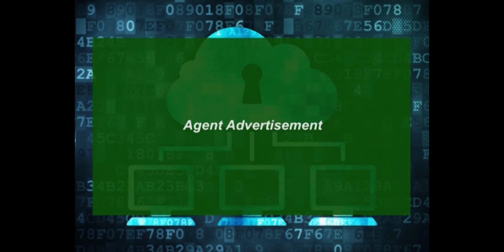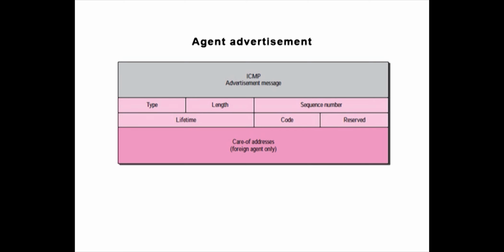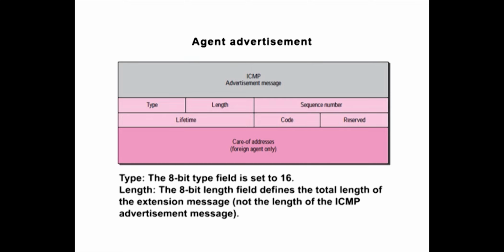Agent advertisement. When a router advertises its presence on a network using an ICMP router advertisement, it can append an agent advertisement to the packet if it acts as an agent. The figure shows how an agent advertisement is piggybacked to the router advertisement packet. The field descriptions shown in the figure are as follows. Type. The 8-bit type field is set to 16.